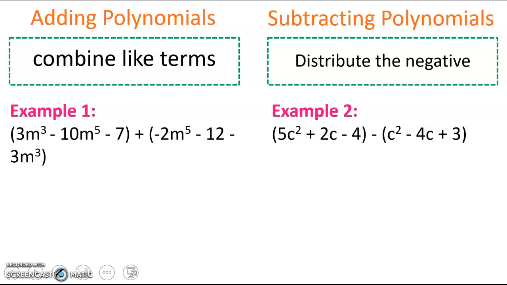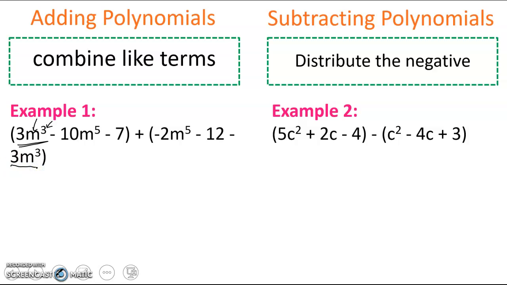So let's combine these like terms here, all right? So what I would always say is start with the first term here, 3m to the third power. And then look throughout your problem, your expression, for another like term. Again, same variable and same exponent. And what we find is, hey, look, there's another 3m cubed here.